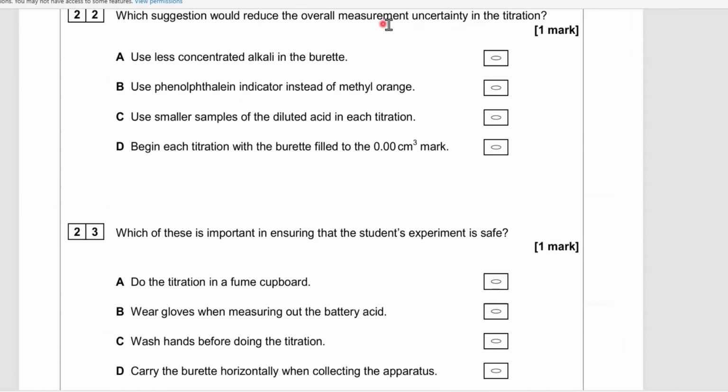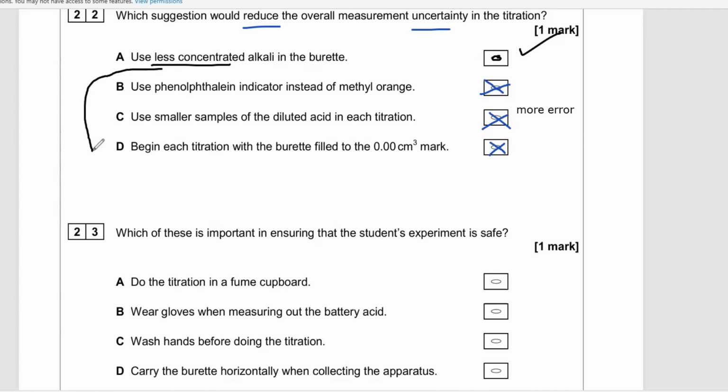Okay, which suggestion would reduce the overall measurement uncertainty in the titration? So what's going to reduce uncertainty? Use less concentrated alkali in the burette. Use phenolphthalein indicator instead of methyl orange. No, changing the indicator doesn't reduce uncertainty. Using smaller samples? Actually, smaller samples, as I said before, are going to increase your level of error and uncertainty. Begin each titration with a burette at 5 centimeters? It doesn't matter whether you start at 5 centimeters or 0 centimeters. It doesn't change the volume you've actually added, does it?